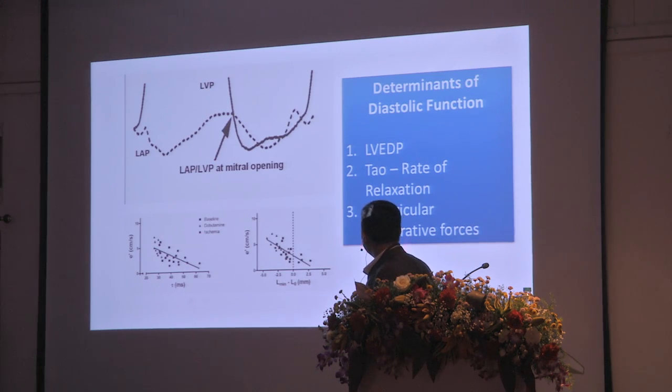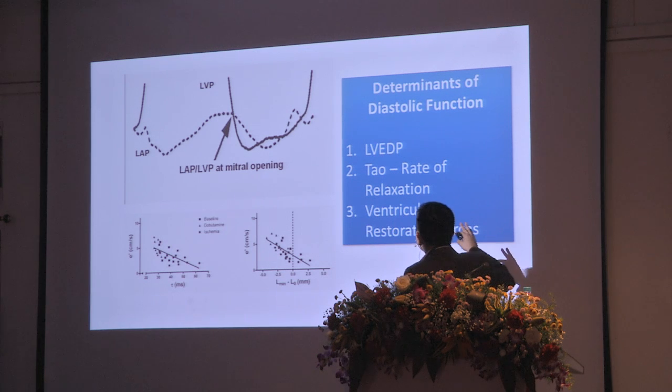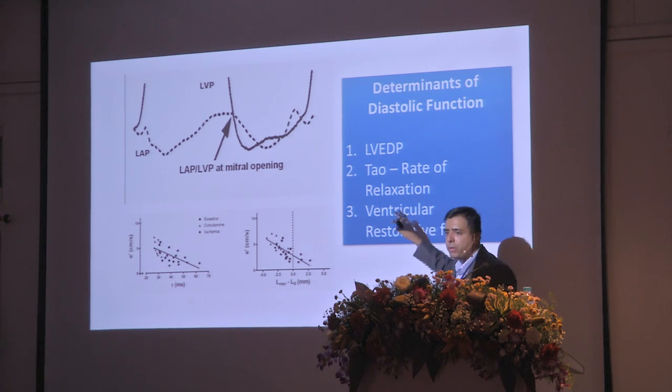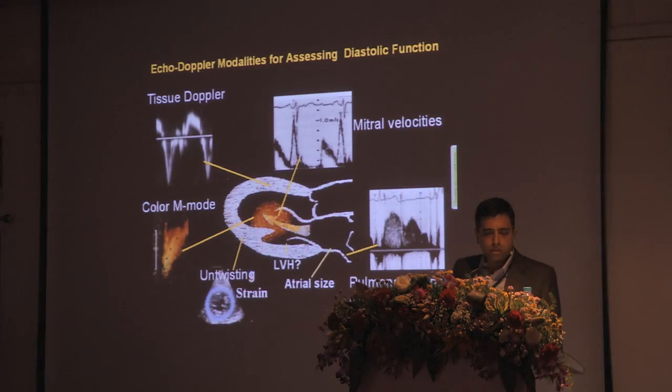So, other than the ventricular restoration forces, you have the left ventricular end diastolic pressure. I won't go too much into detail. And of course, you have the rate of deceleration, which is expressed as tau. So, it is three important components that affect diastolic function. And I will just skip through this.